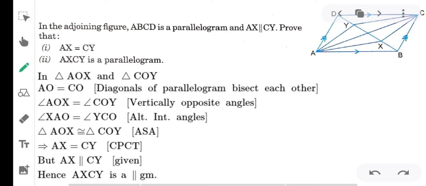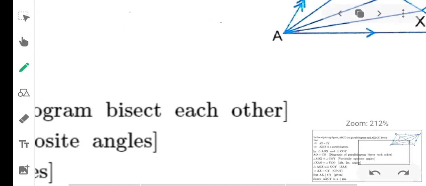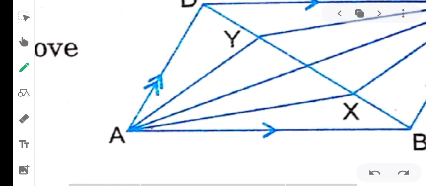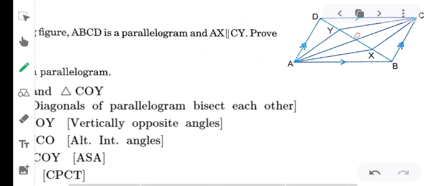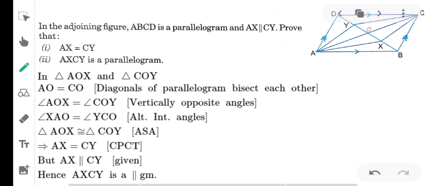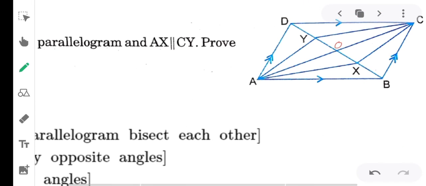So let O be the midpoint of diagonal AC and BD also, because AC and BD bisect each other, since ABCD is a parallelogram. So O is the midpoint.